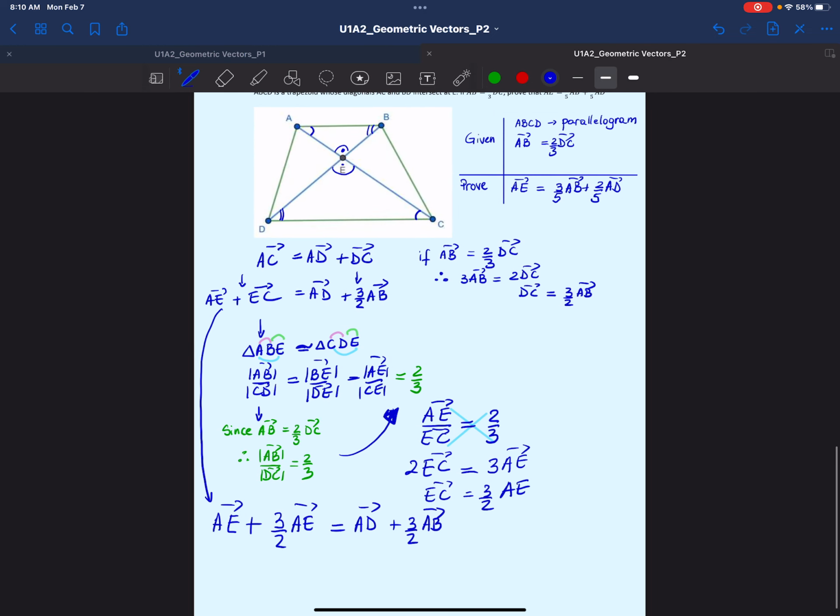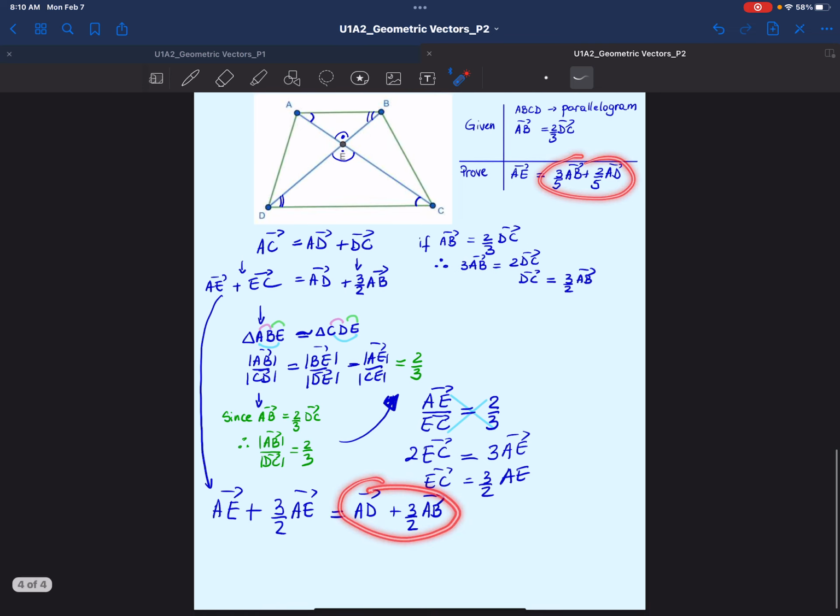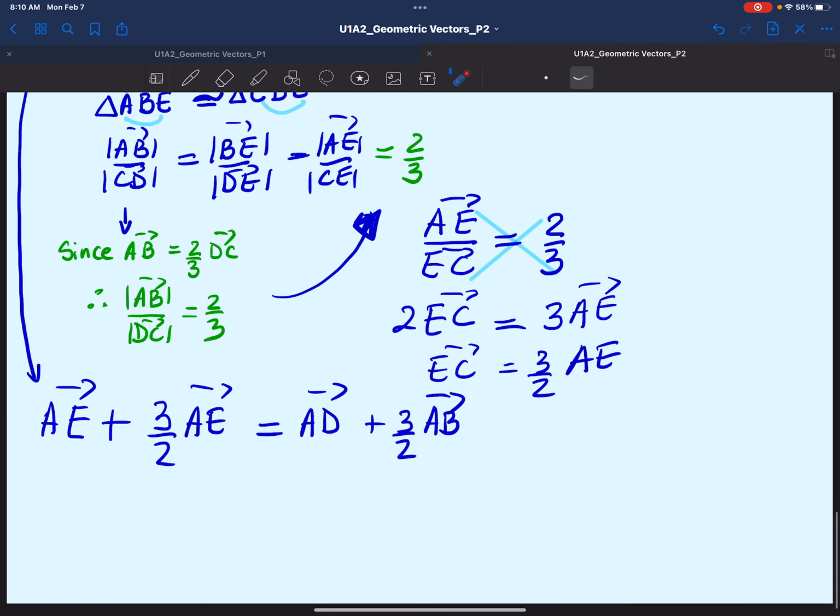So if you look at our statement at this point, we have only AEs on the left, ABs and ADs on the right. So all we have to do is simplify. So 1 AE plus 3 over 2 AE is the same as saying 2 AE over 2 plus 3 over 2 AE. So that makes it 5 over 2 AE equals AD plus 3 over 2 AB.